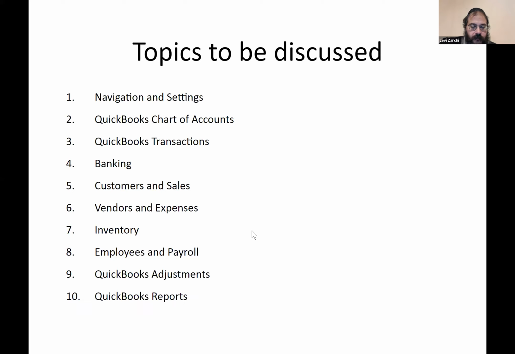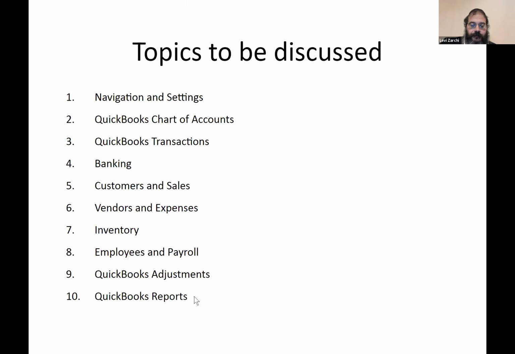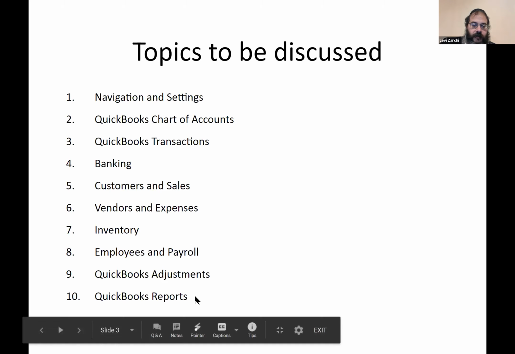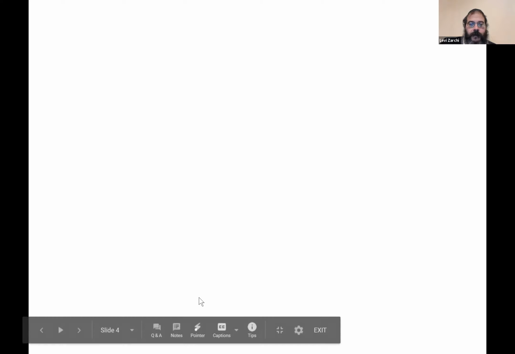Then we also have reports, which is ultimately going to give you your overview of the company. If you put in your customers and sales and your expenses, when you make a report, you will have several types of reports. The two most popular ones are your P&L, which is your profit and loss, as well as your balance sheet, which is the net worth of the company. And we'll discuss the balance sheet in more detail in the following slides.